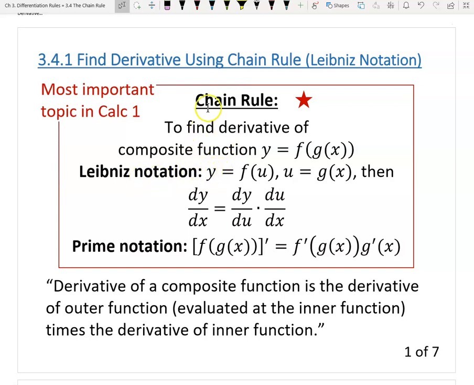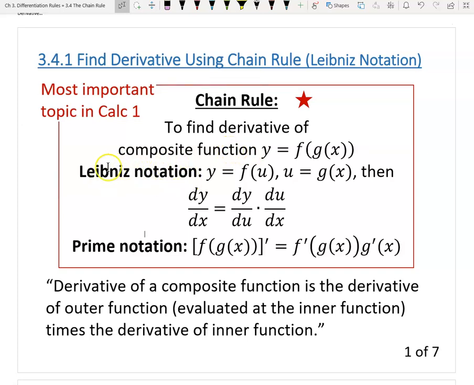So first, what's the chain rule? Why do we call it the most important topic in Calc 1? You will understand later. Chain rule is to find the derivative of a composite function, which means a tool to find the derivative of a composite function. Why is this so important? Because most of the functions we deal with are composite functions. So make sure of this.